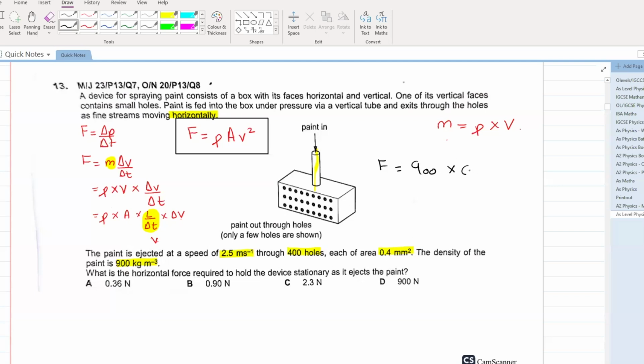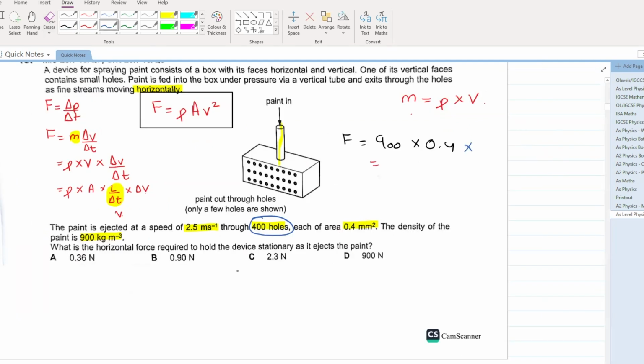Do you have the area here? Yes, 0.4. But this is millimeter square. Now always remember, whenever you are given your area in millimeter square and you want to convert it into meter square, you multiply it by 10 raised to the power of minus 6. Let's do that. What is the velocity? 2.5, 2.5 square. And what is the number of holes? 400. Multiply it. The total force comes out to be 0.9 Newton.